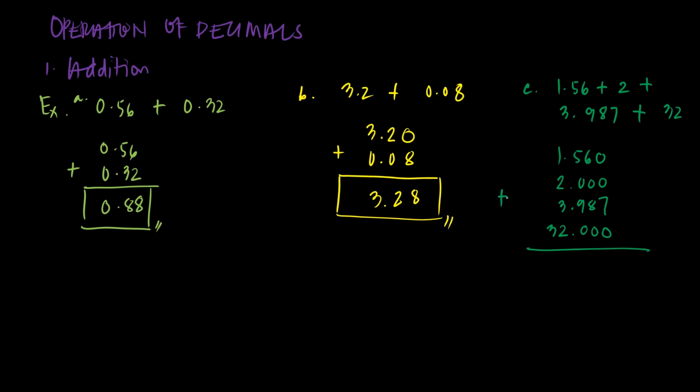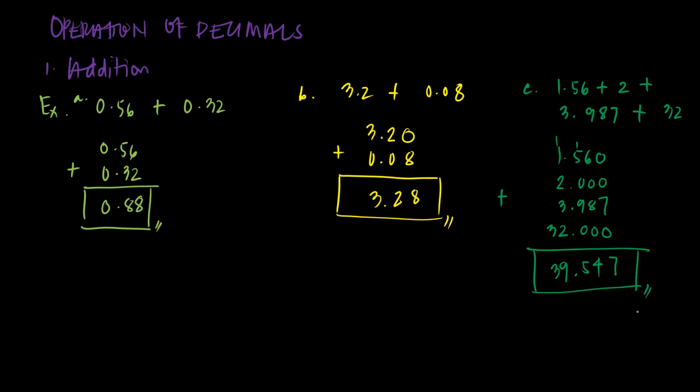Okay? Then add them. It will not change the sum, class, kasi it's 0 naman ang inadd natin. Okay? So 0 plus 0 plus 7 plus 0 is 7. 6 plus 0 plus 8 plus 0, you will have 14. Carry 1. So 1 plus 5 is 6. Plus 9 is 15. Carry 1. Do not forget the decimal point. 1 plus 1 is 2, plus 4, plus 2 is 4, plus 3 is 7, plus 2 is 9. Copy nyo na lang si 3. So, 1.56 plus 2 plus 3.987 plus 32, the answer is 47.547.